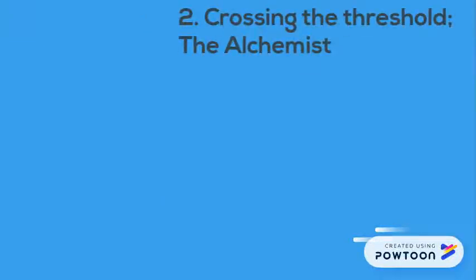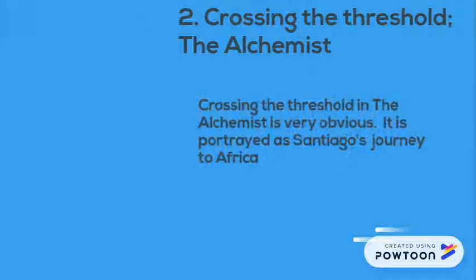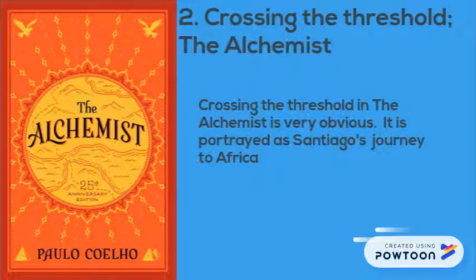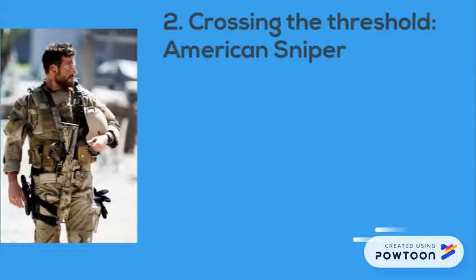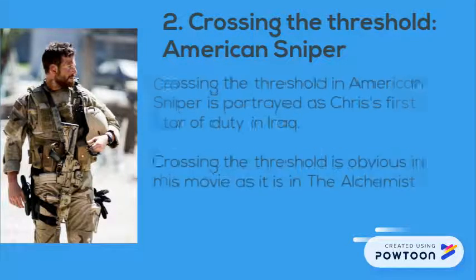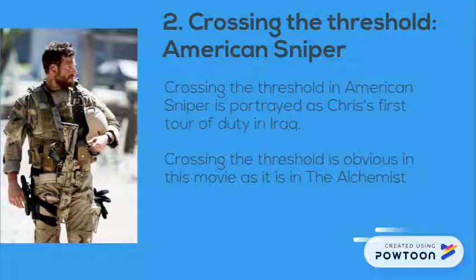Another key step in the hero's journey is crossing the threshold. This is when we leave the hero's ordinary world. In The Alchemist, crossing the threshold is portrayed as Santiago's journey to Africa in his larger journey to the pyramids of Egypt. In American Sniper, crossing the threshold is portrayed as Chris's first tour of Iraq. The city of Fallujah is portrayed in an establishing shot that shows the fighting and destruction.